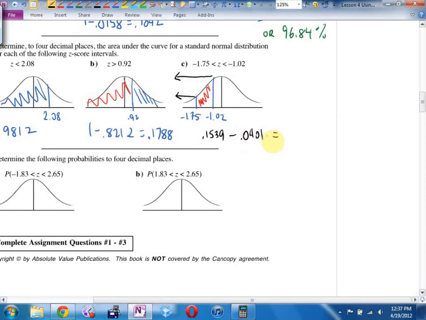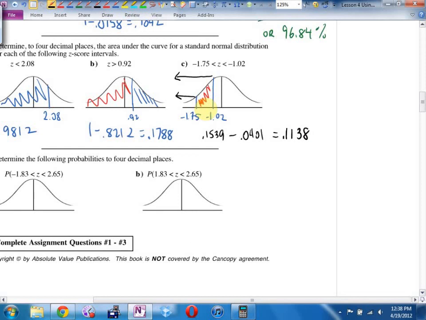All right. What's the area between negative 1.75 and negative 1.02? What's that as a percentage? What's that as a probability? It says if you were picking randomly, there's an 11.38% chance that you end up in there.